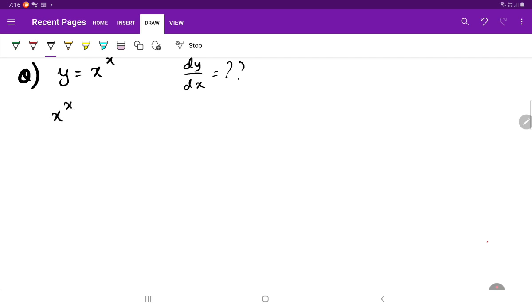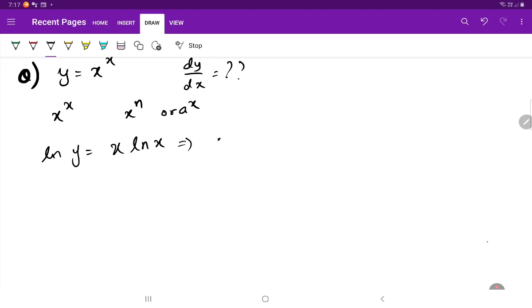Observe that x to the power x is not of the form x to the power n or a to the power x. It's neither of them, so we need to define something of our own. What I'll do is take logarithm on both sides, a natural log. We'll take ln on both sides and get ln y is equal to x ln x.